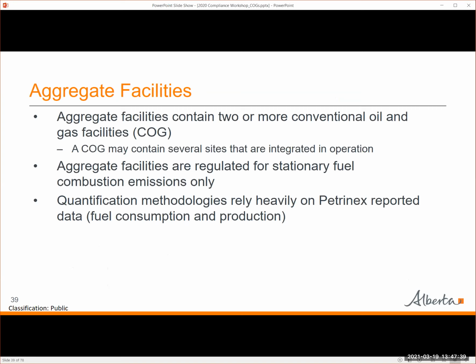For example, a single COG under TIER may be comprised of a number of Petronex facility IDs. So aggregate facilities are, again, regulated for stationary fuel combustion emissions only. So it's a narrower emission scope. And we've set up the quantification methodologies to rely heavily on Petronex reported data, both for the emissions calculation as well as for the production metric under TIER.